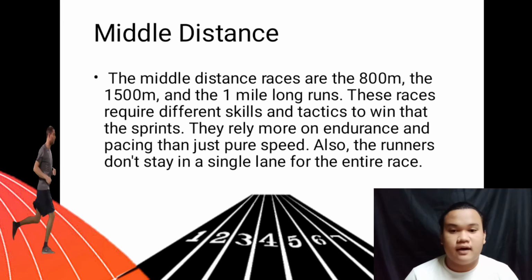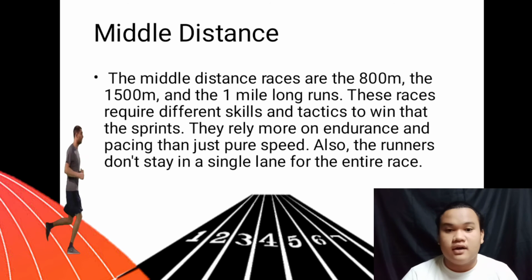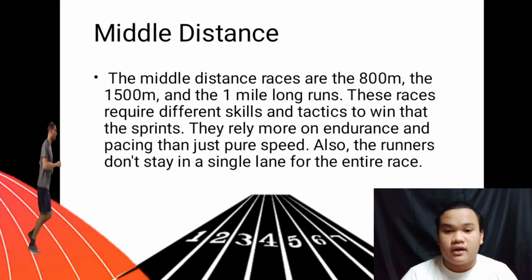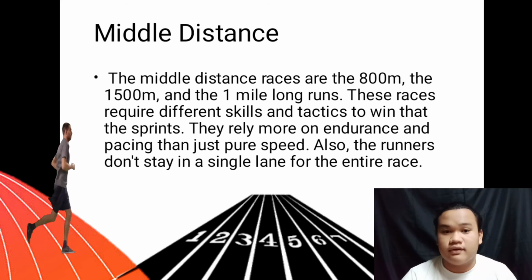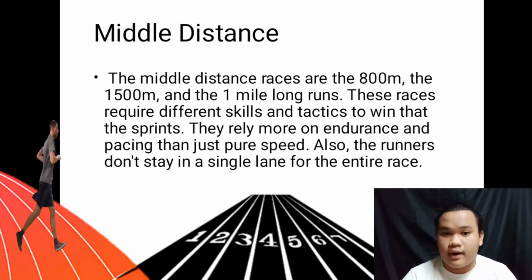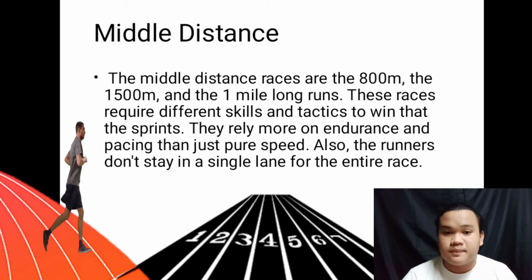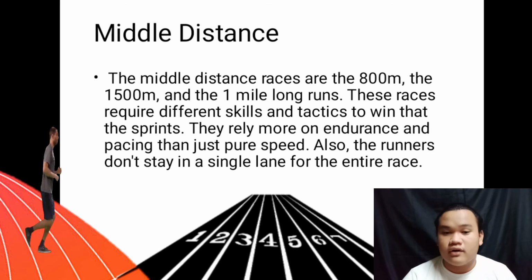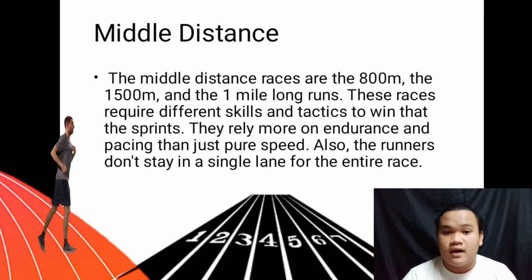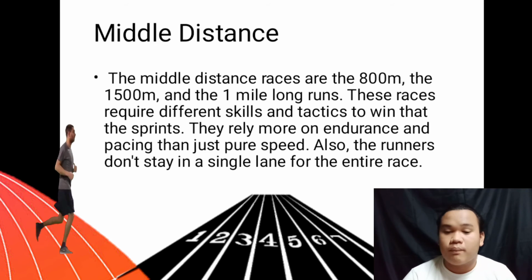Next one is the middle distance. The middle distance races are the 800 meters, the 1500 meters, and the 1 mile run. These races require different skills and tactics to win than the sprints. They rely more on endurance and pacing than just pure speed. Also, the runners don't stay in a single lane for the entire race.